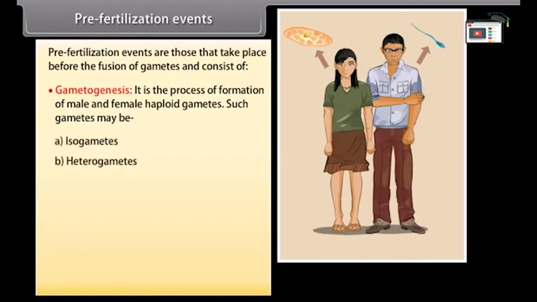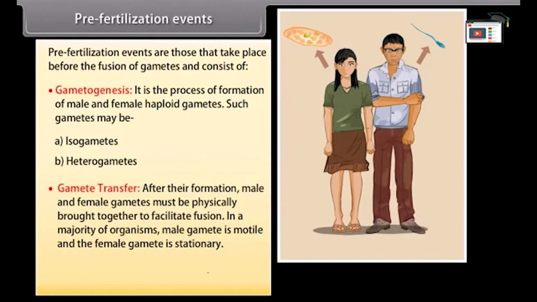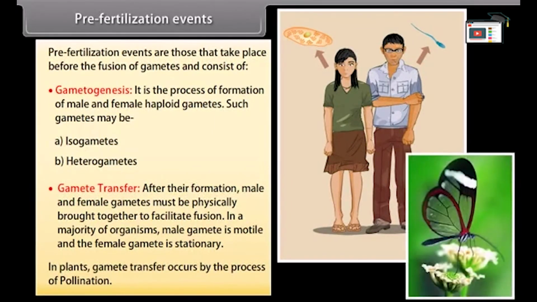heterogametes. Gamete transfer. After their formation, male and female gametes must be physically brought together to facilitate fusion. In a majority of organisms, male gamete is motile and the female gamete is stationary. In plants, gamete transfer occurs by the process of pollination.